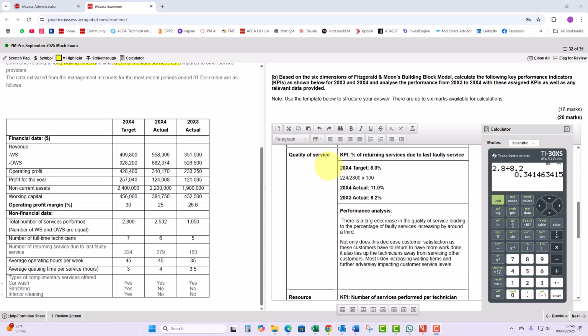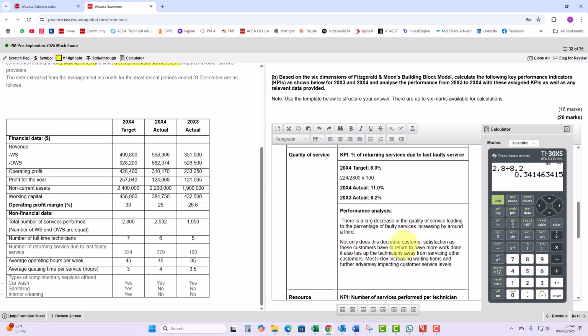For the quality of service, we've got the percentage of returning services due to last faulty service. As you can see, the actual was 8.2 with a target of 8. It's gone up to 11%. So I've written there's a large decrease in the quality of service, leading to the percentage of faulty services increasing by around a third. So that's 2.8% on top of 8.2, which is 0.34.